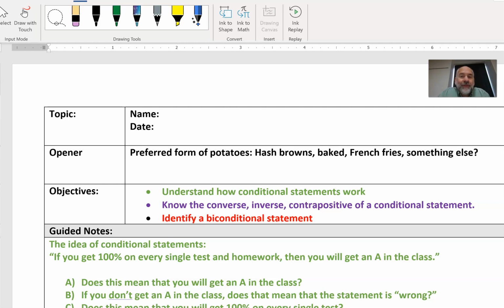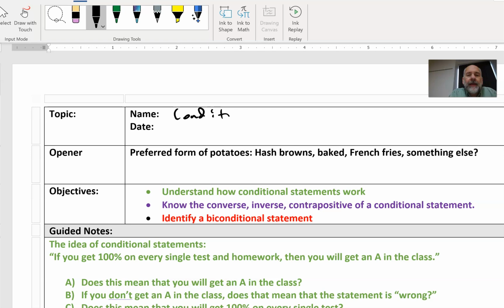Okay, CL Prep Geometry, these are your guided notes for 2.1, and so you want to have this in front of you and be ready to take notes along with it. So a topic in 2.1 is conditional statements, and today's the 30th.